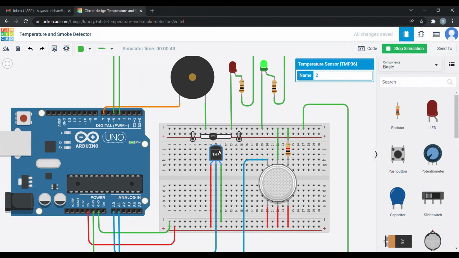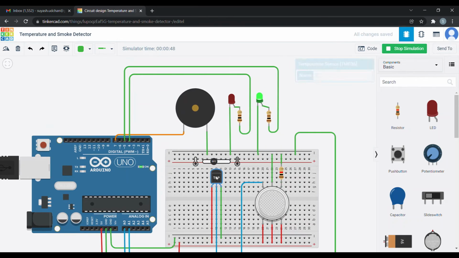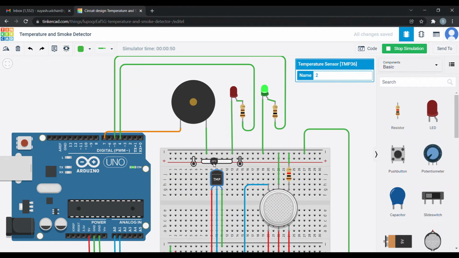Let's have a look at the temperature detector now. Here you can see the temperature is 25 degrees Celsius, but if it exceeds 34 degrees Celsius... now it's below 34 degrees Celsius, so the green LED is blinking, you can see. But as we increase the temperature, the red LED is glowing. If we decrease it below 36, green, and after that the red. To measure the temperature of the surroundings, we have used this.